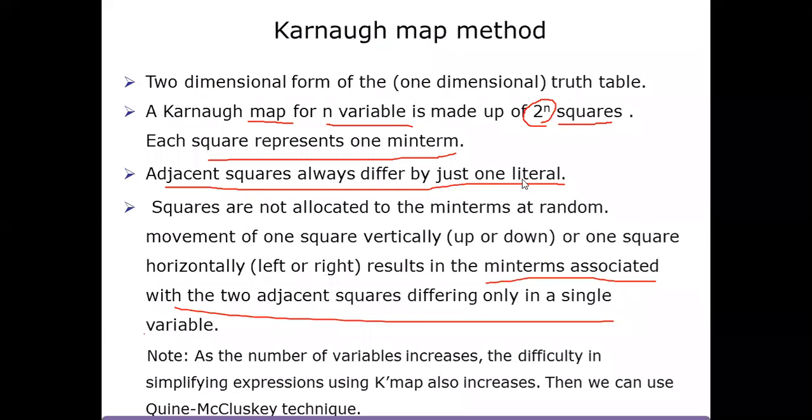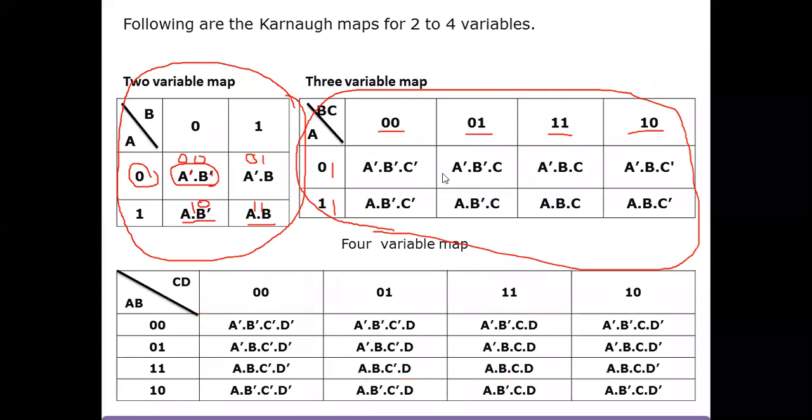Adjacent squares always differ by just one literal. So that's the rule. So you can see here, in this term, the literal changes in only one position. If you compare this one and this one, only this literal changes, not this one. This one is the same as this. Do you get what I say?